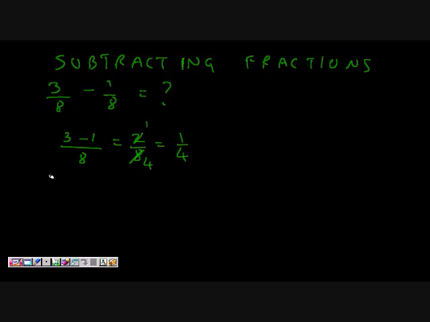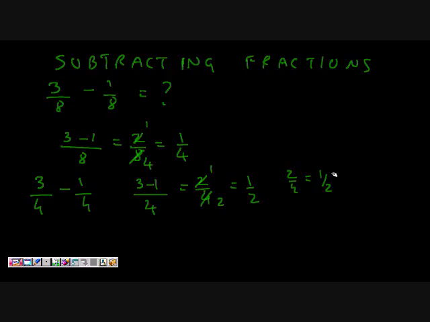Let's take another example. 3 by 4 minus 1 by 4. So we have the same denominator. So we can write the denominator as the same and then subtract the two numerators, 3 minus 1. So we get 2 by 4. Now 2 goes into 4 2 times, which is equal to half. So 2 by 4 is equal to 1 by 2, these two are equivalent fractions. So 3 by 4 minus 1 by 4 is equal to 1 by 2.